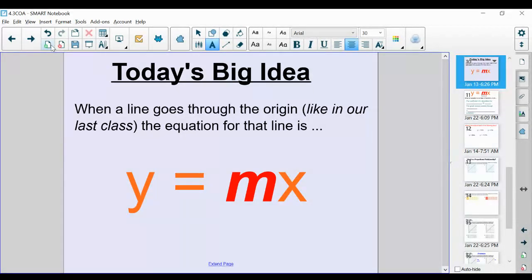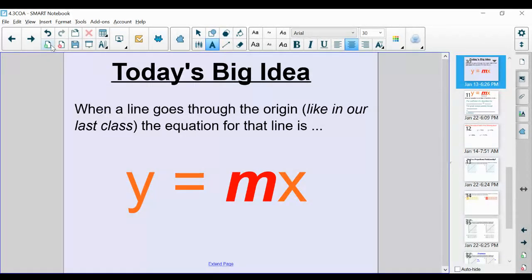So today we're going to be extending our knowledge on direct variation and proportional relationships, and we're going to be talking about how to write an equation from a graph and a table that shows direct variation. So we're taking one more step.